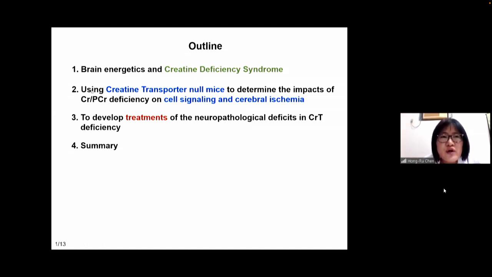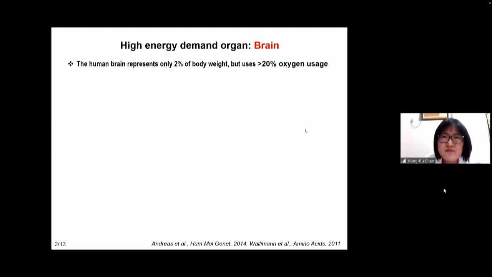And second, I will use the creatine transporter neuromice to determine the impacts of creatine and phosphocreatine deficiency on cell signaling and under stress, here the cerebral ischemia. And then third, I will develop the treatment of the neuropathological deficits in creatine transporter deficiency.